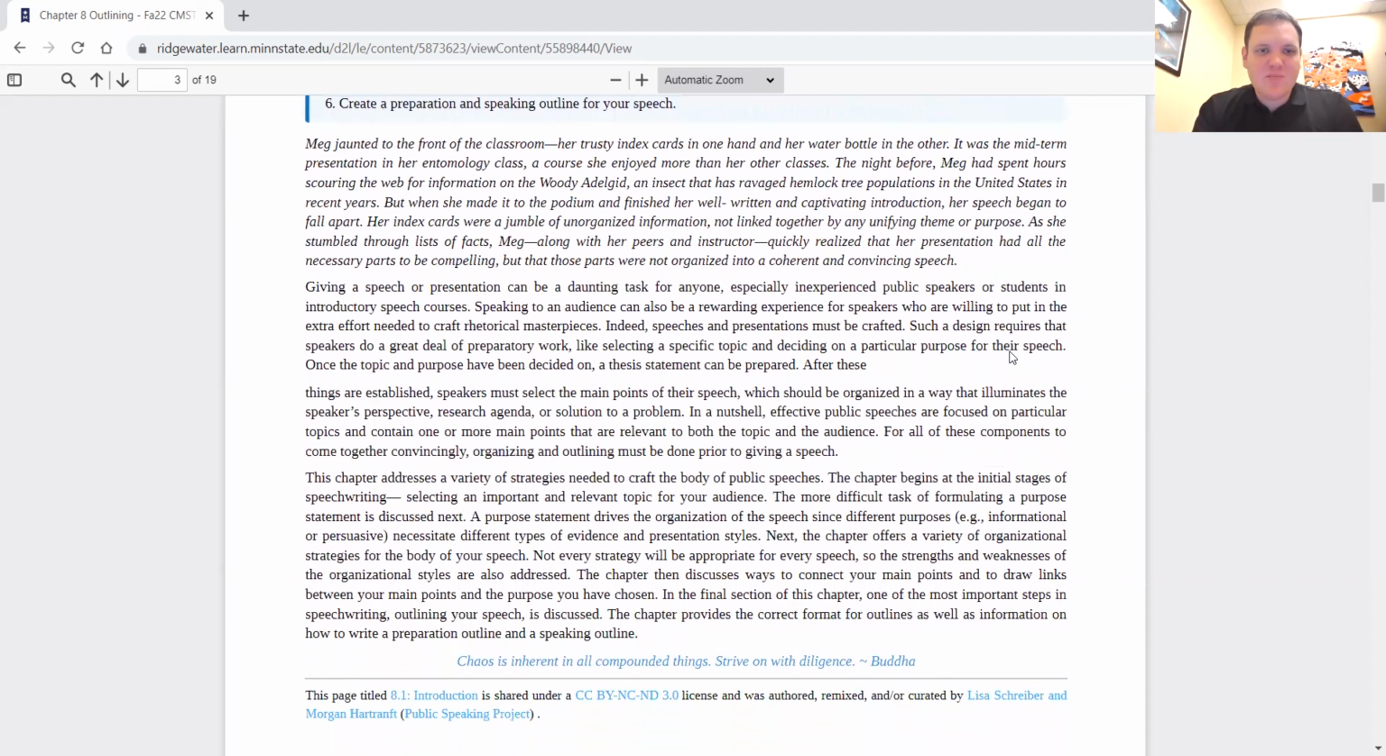So really looking at those transitions and how the entire speech flows, and then creating a preparation and speaking outline for your speech. So really this outline is your preparation, right? You'll practice the speech beforehand as well before you actually give it. But the outline is getting the flow together, writing it all down, getting those ideas into a cohesive state so you can practice, so you can have things together.